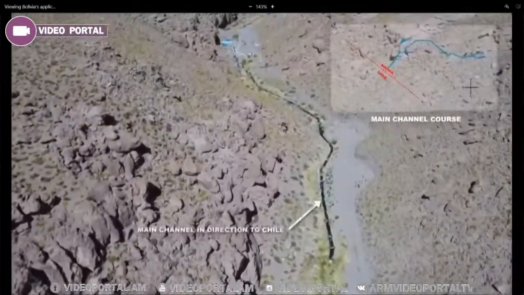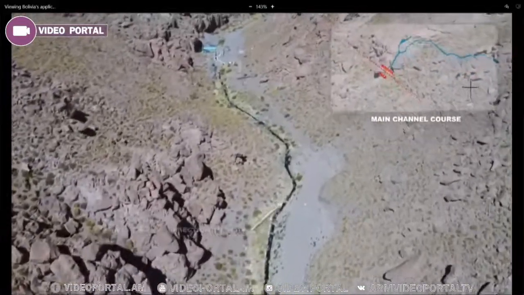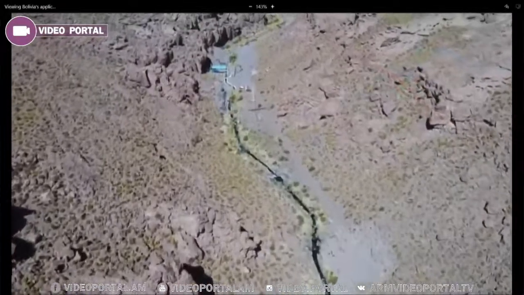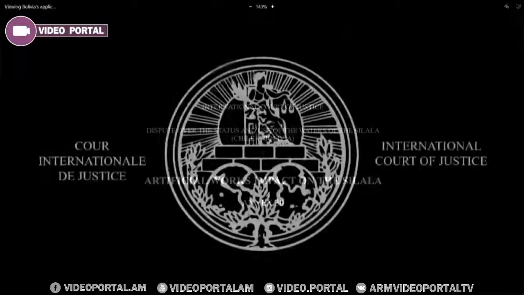And finally, as we near the Bolivian-Chilean border, you can see at the top of the screen the blue-colored structure, which is Chile's newer intake mechanism located just across the border. So thank you for your attention to this video.